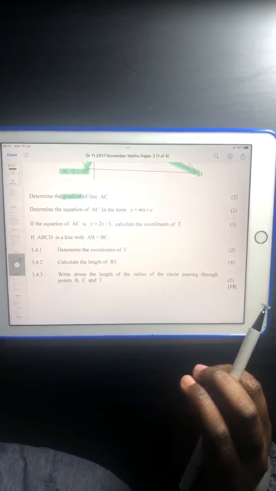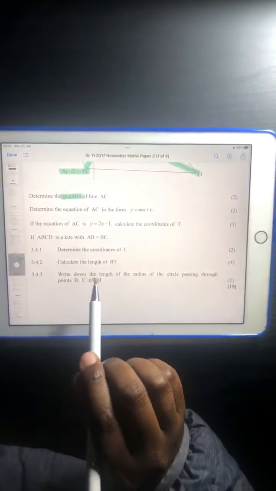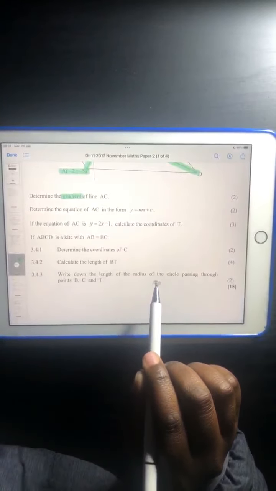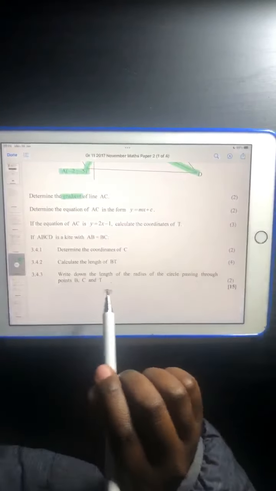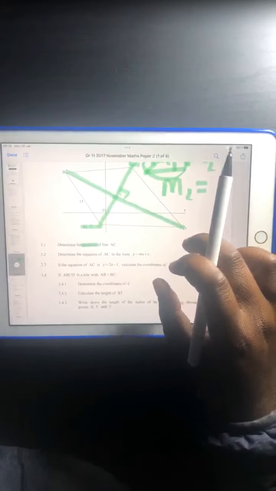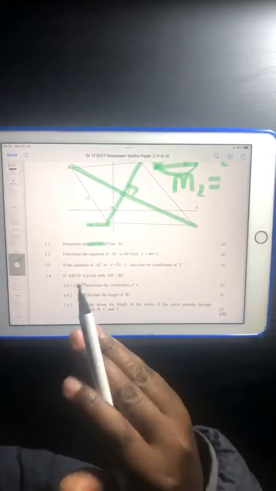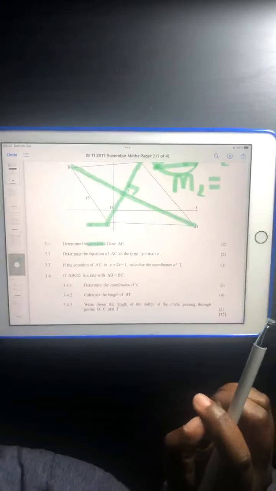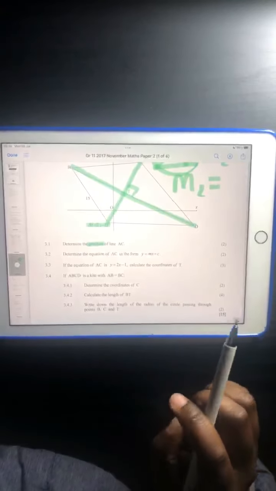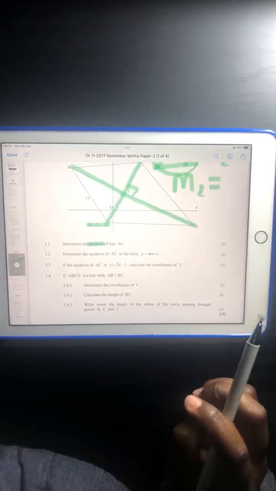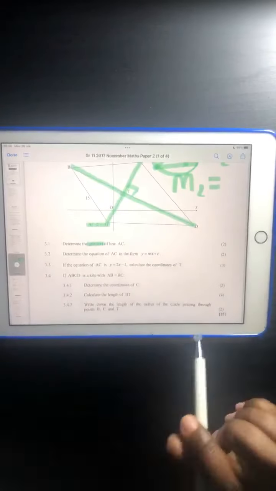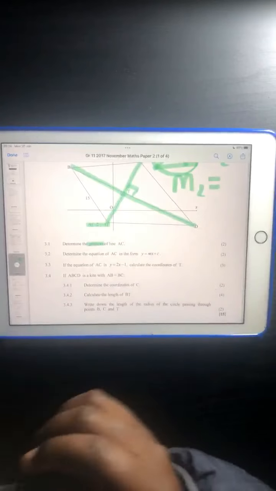Okay. The last one. Write down the length of the radius of the circle passing through that. So can you see, this is something that I haven't taken you through. Why? Because this is not a question which is common to all grades. You can only find it in grade 11 and 12, but it's not there in grade 10. So as we go deeper, especially on lessons which are specifically for grade 11, that's when we're going to include that information.